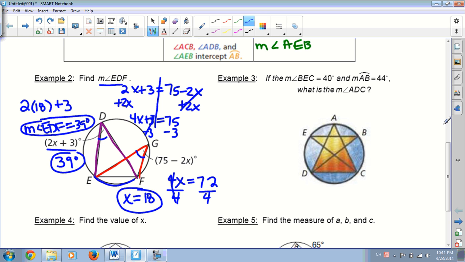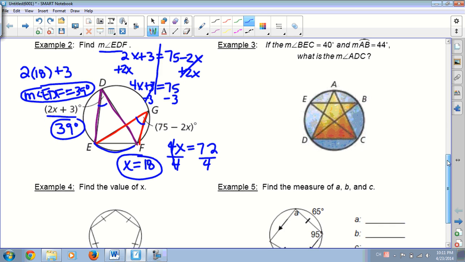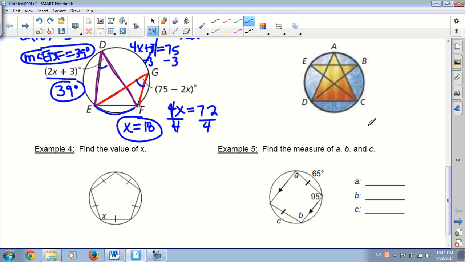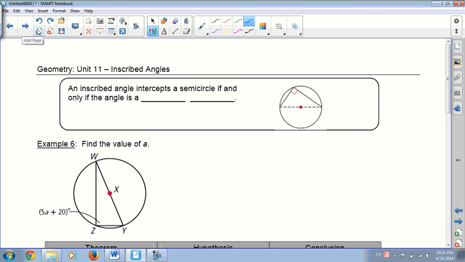Okay, we're going to save example 3, 4, and 5 for class. So go ahead and turn your paper onto the back side. Let's go ahead and look at this guy up here. What it says: an inscribed angle intercepts a semicircle if and only if the angle is a right angle.